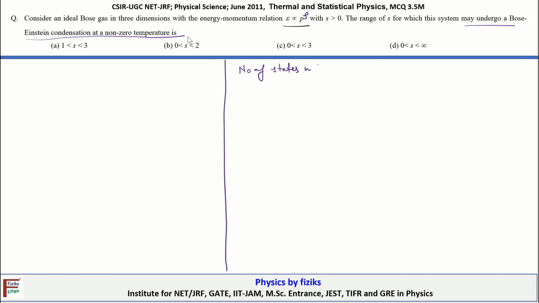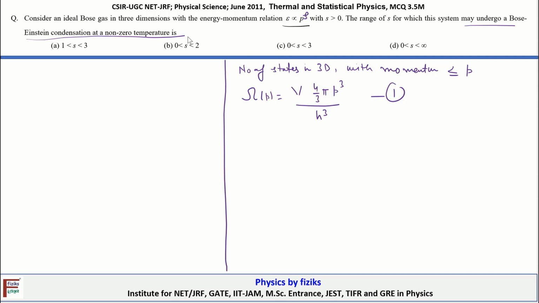The number of states in 3 dimensions with momentum less than or equal to p is given by omega(p), which is equal to the phase space volume V into 4 by 3 pi p cube upon h cube. Let's call this expression 1.